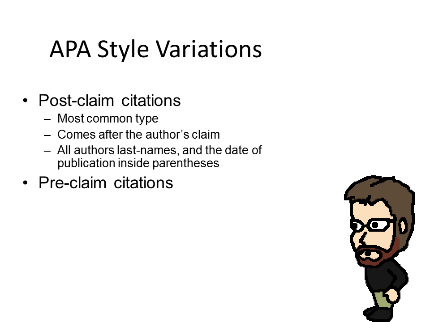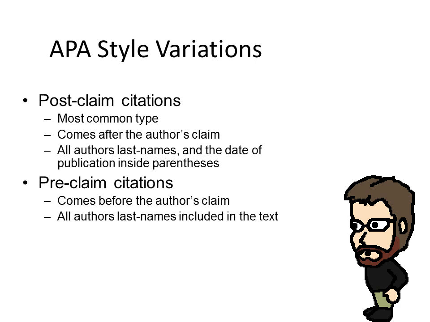Then you have what I call pre-claim citations. With these, you're going to cite the source before you make that claim. Make sure you put all authors' last names inside the text, so you're actually writing out the authors' last names in the text. The only thing you're going to put in the parentheses after those authors' last names is the year of publication.